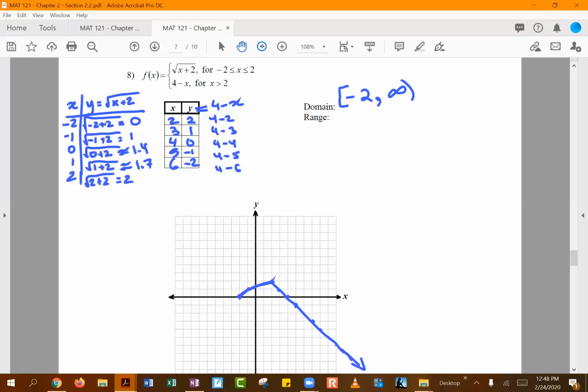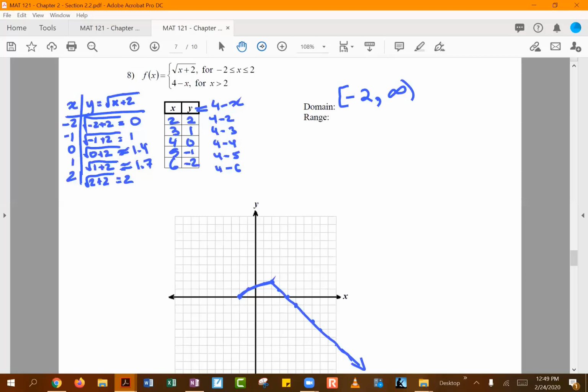We are going from including -2 on the left-hand side all the way to positive infinity. Does that make sense on the domain? Yeah? Okay. Now the range for this function. The range, it'll be +2 to -2.